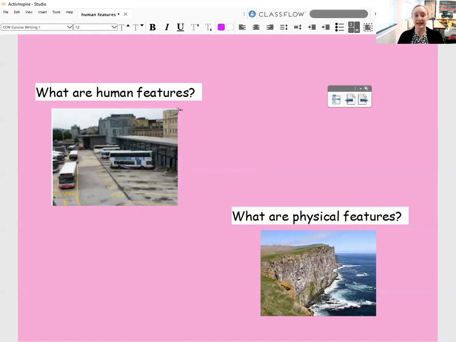Okay, so if we remember rightly, physical features have been there all the time. Okay, so they've always been there on the earth, such as a cliff. Okay, they can be changing due to weather and erosion, but trees and hills and the ocean, they've always been there, okay? Whereas human features have not always been there, and they've been built or made by someone, okay? So they're man-made, they've been made by humans.